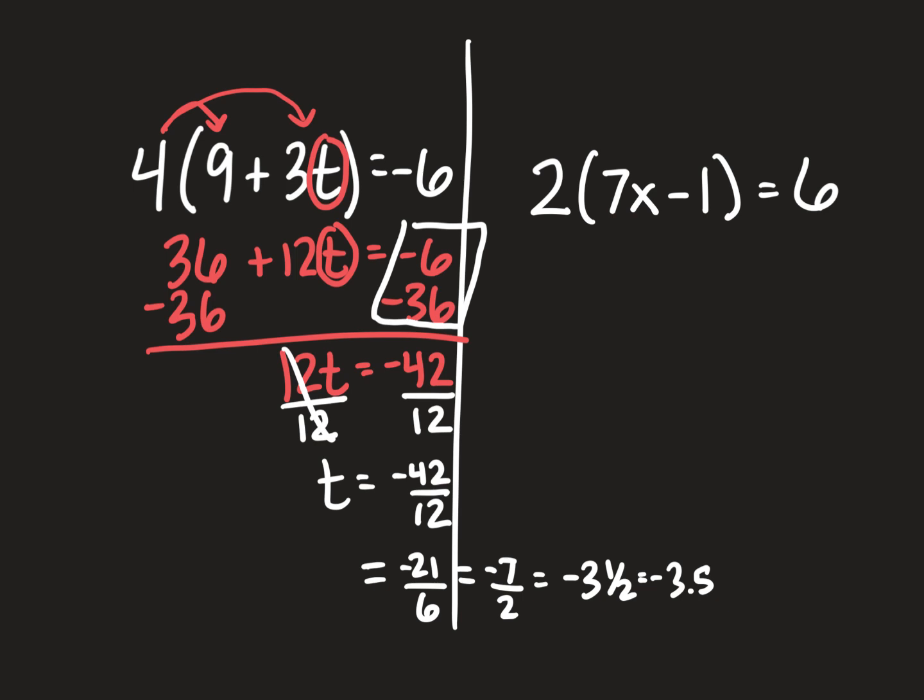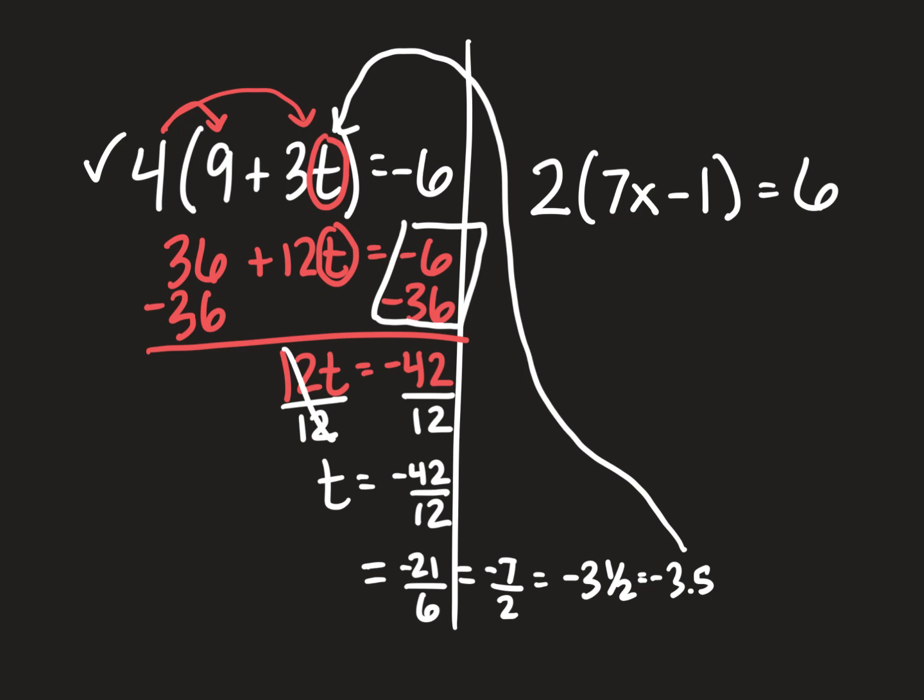Again, something that I'm not always good about doing but should do is take that final answer and plug it back in for my t. So if I take -3.5 times 3 and then add 9 and then multiply by 4, I get -6. So that does check out for that answer.